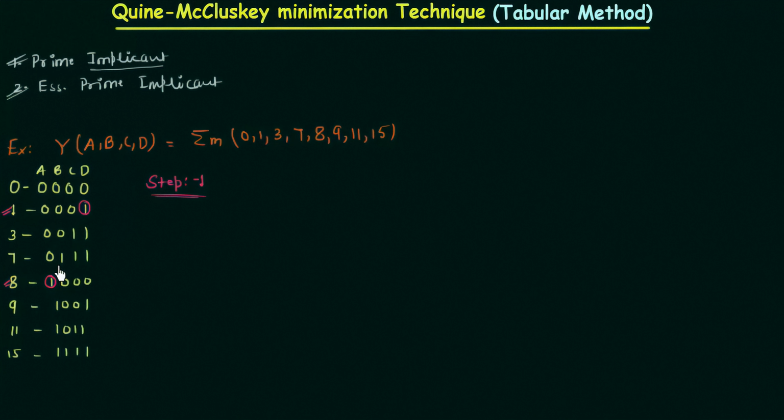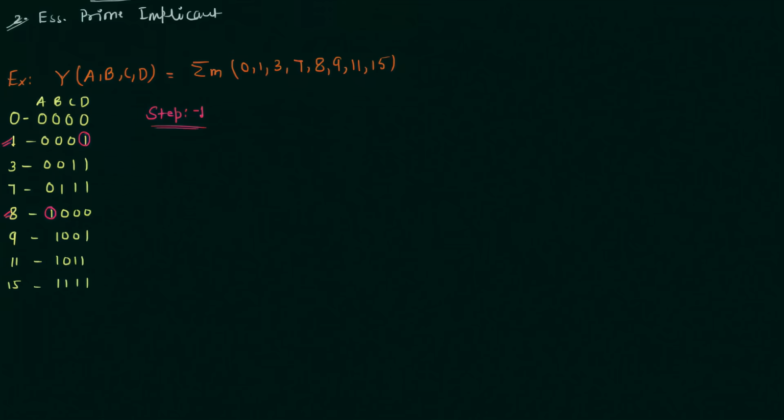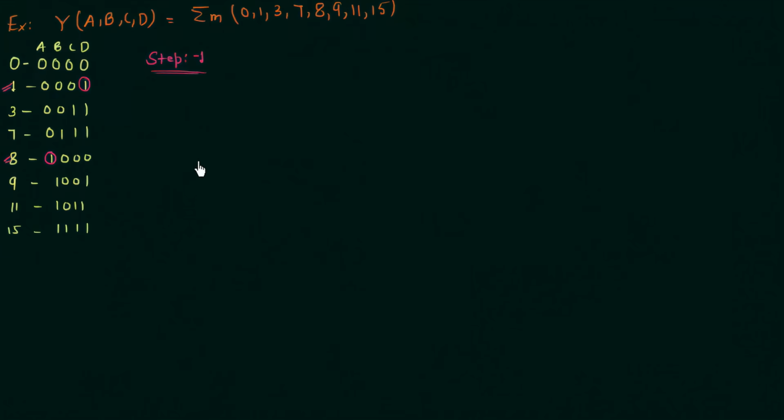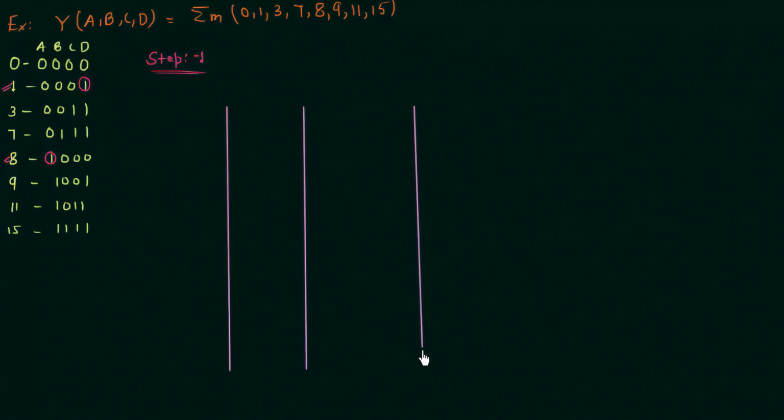In the same way, we have to make the groups for the minterms having 2 ones, 3 ones and so on. So this is what we are going to do in step number 1. We will make the table with 3 columns. So let's do it quickly. This is the first column, this is the second column, and this one will be the third column.